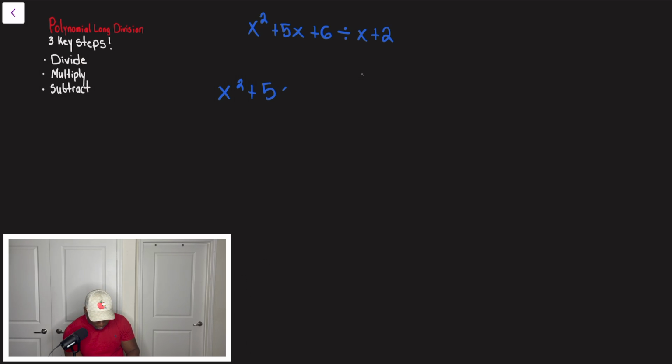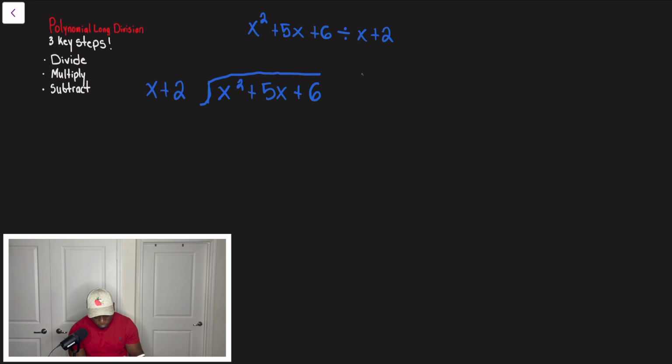So that means that the first expression, x squared plus 5x plus 6, is what's going to be under the division symbol, okay? And then the x plus 2 is going to be on the outside. And the way that I teach this, guys, is in 3 steps. So step number 1, we are going to divide. So what are we going to divide?